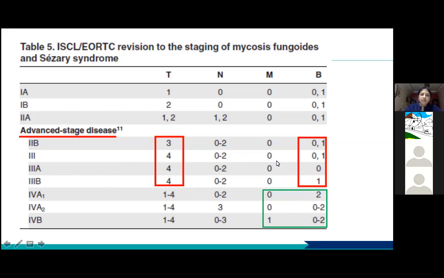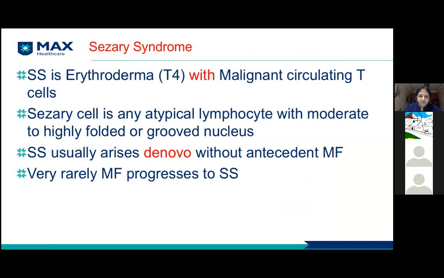For example, if you have a patient who's got stage 1A or 1B disease, probably you need skin directed therapy. But if your patients have stage 4 disease, then they need more of systemic therapy. And that is why it is essential to be able to stage classify them, stage group them.